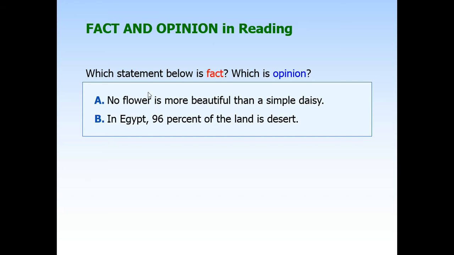So an opinion is something that is just a statement but may not prove to all. A fact we can prove and look in a book. While B, that is a fact because in Egypt, 96% of the land is desert. We can prove that by photos. We can prove that by a textbook and researching. We can prove that.